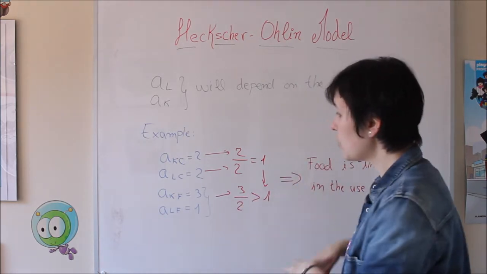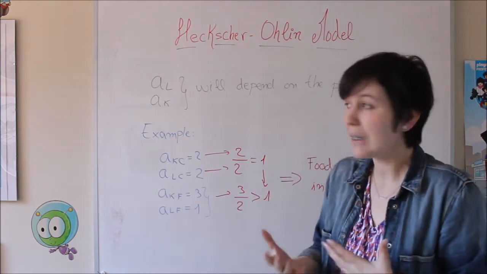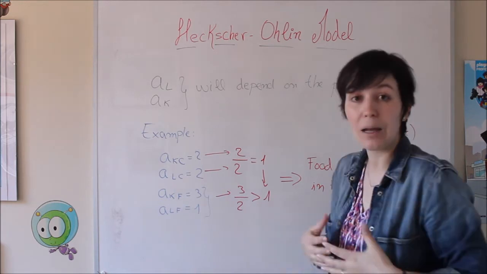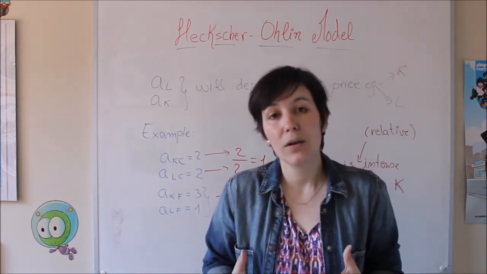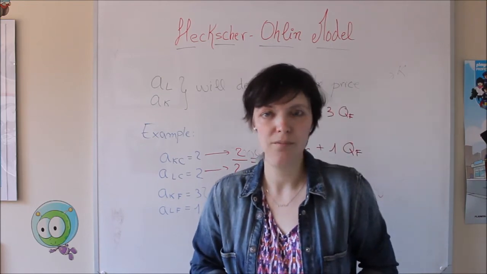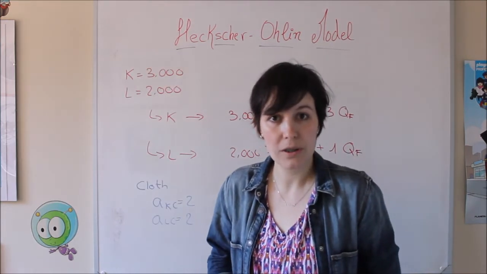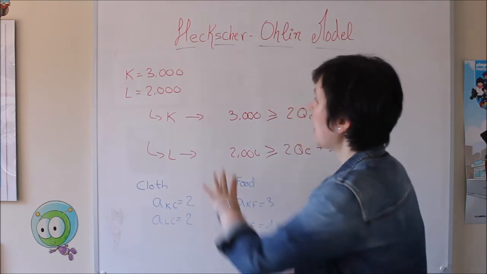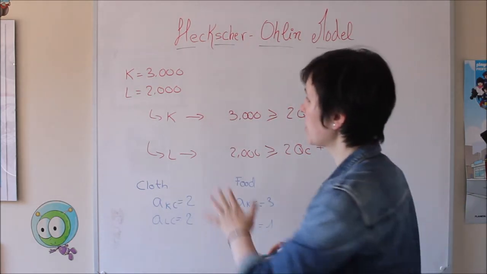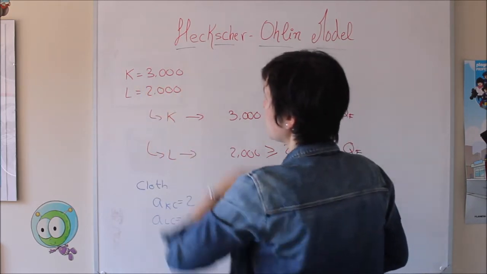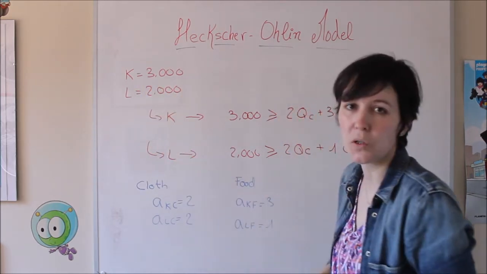Okay, now we are going to give you some data about the amount of capital and amount of labor in these economies, and we are going to get the first point of the PPF. Now we are going to consider that this economy has this fixed capital and this fixed labor. So in the case of capital, it's 3,000 and labor 2,000.